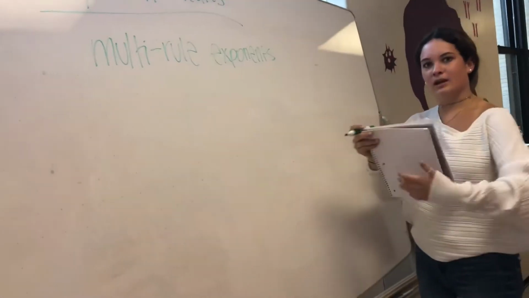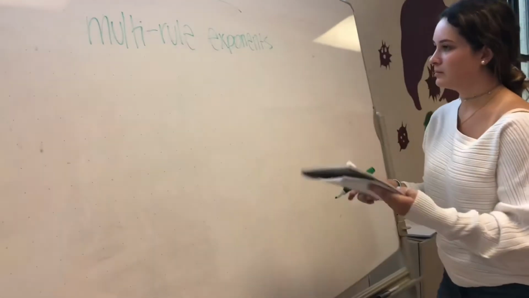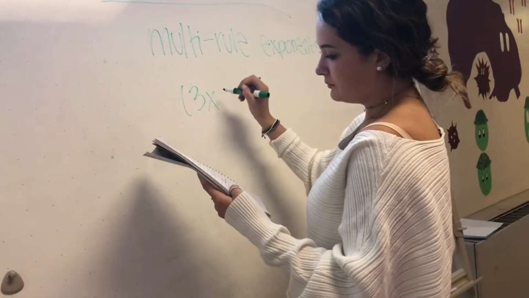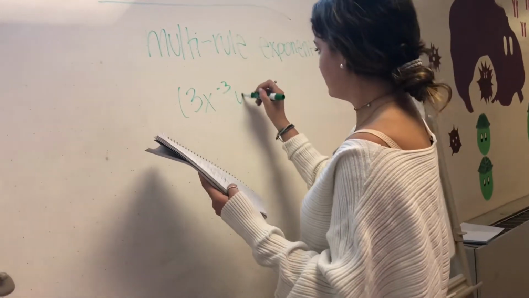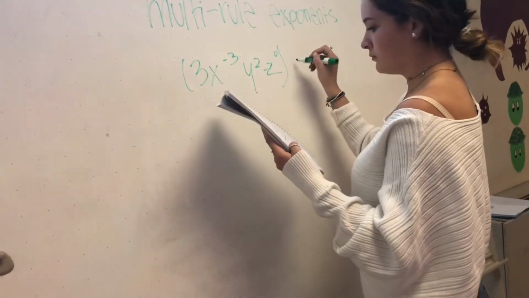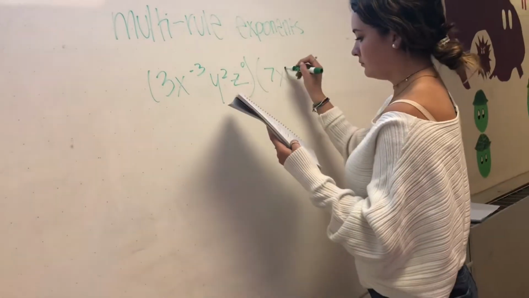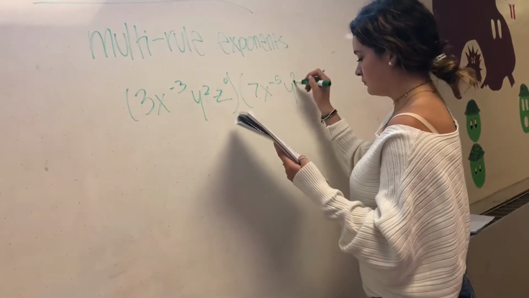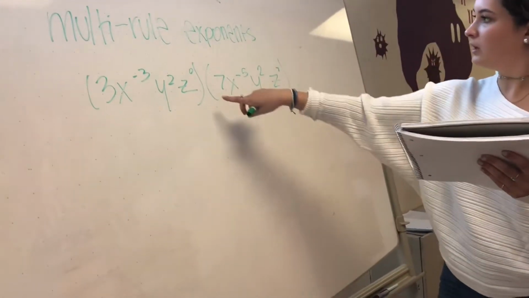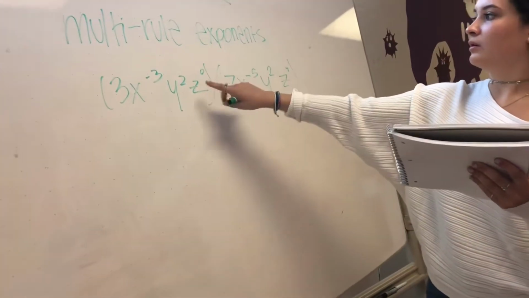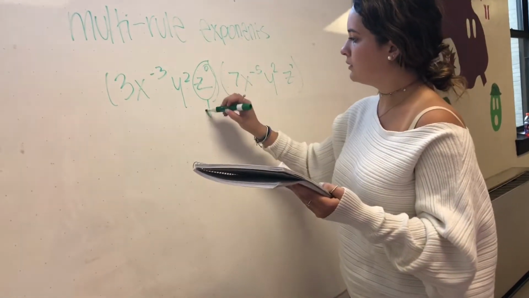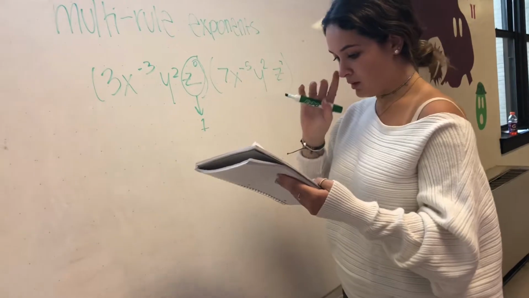Okay, the last exponent rule is multi-rule exponents. And this is the problem. And like we said before, since when a variable or a number is to the power of 0, the whole thing equals 1. So this z equals 1.